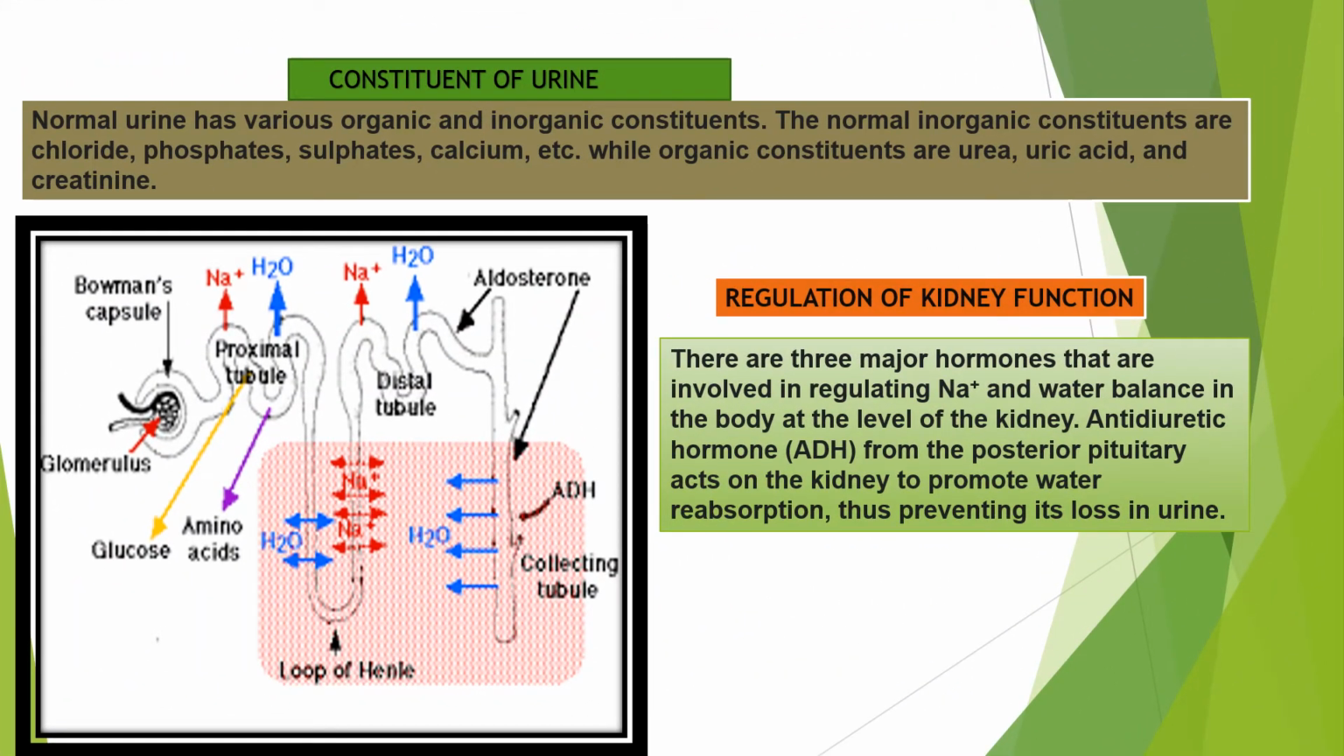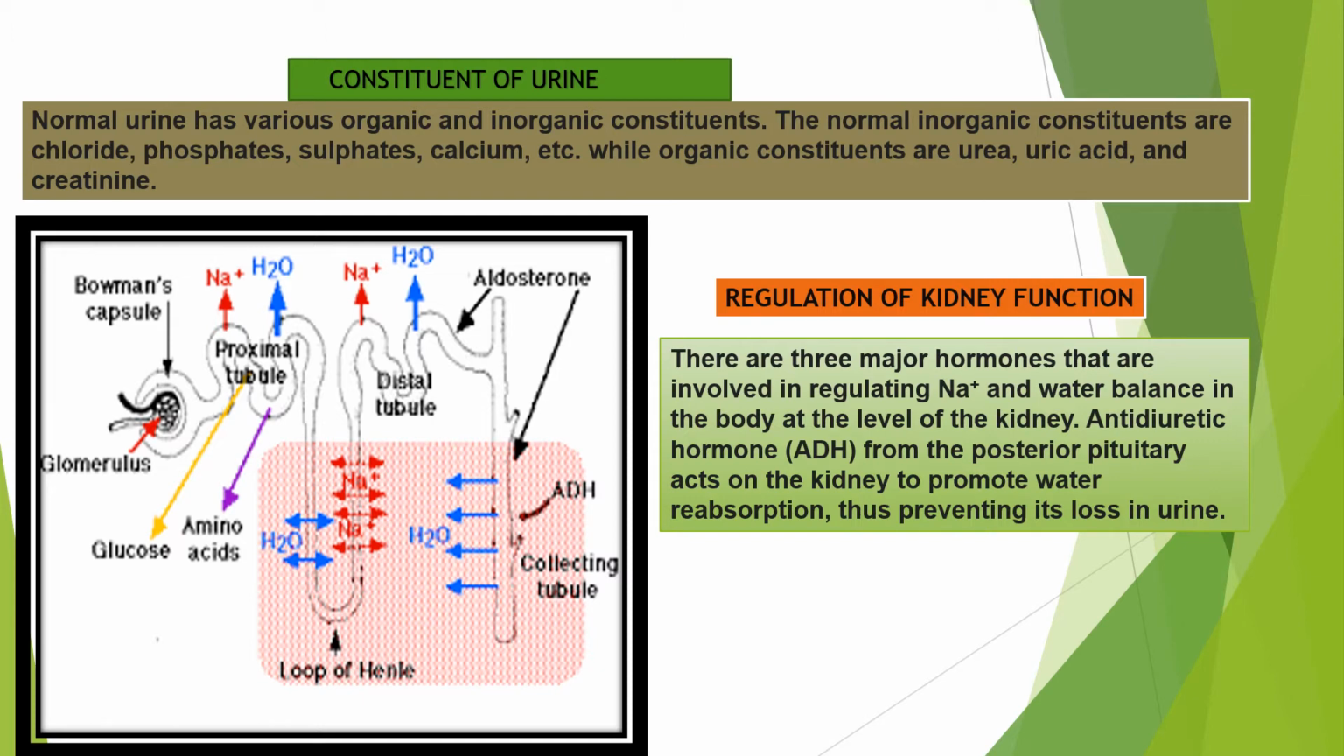Now we are going to discuss about constituent of urine. Normal urine has various organic and inorganic constituents. The normal inorganic constituents are chloride, phosphate, sulfates, calcium, etc. While organic constituents are urea, uric acid and creatinine. So these are the main constituent of urine.